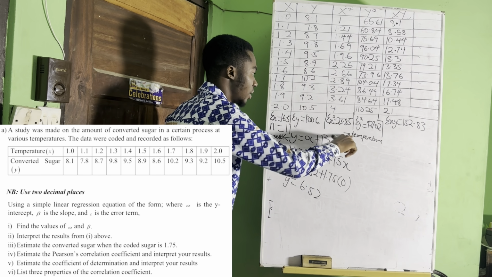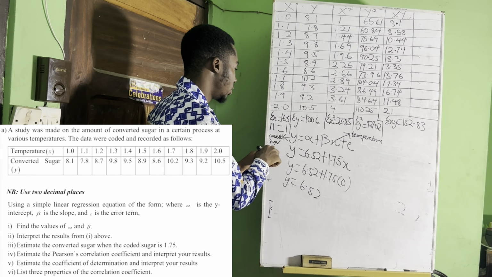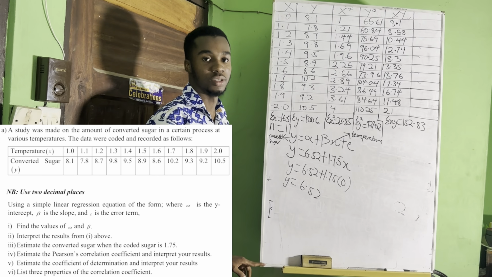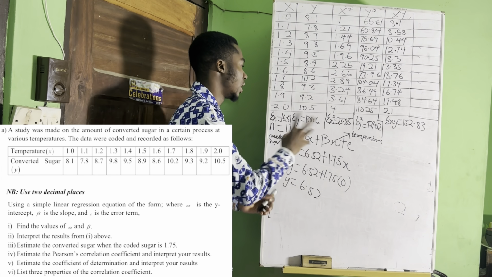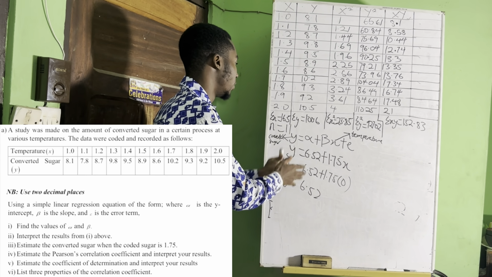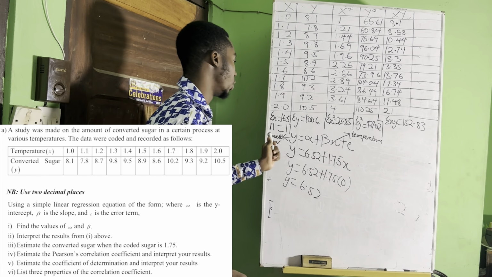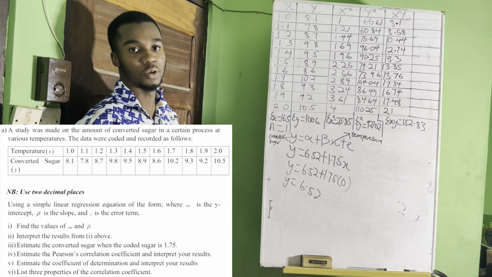So I repeat, temperature is our x. When x is 0, the converted sugar will be 6.52. That's how you always interpret the alpha. Even if you don't know what they are talking about, just put in your head: when x is 0, your y will be the value for alpha, which is 6.52. I hope you've all understood.